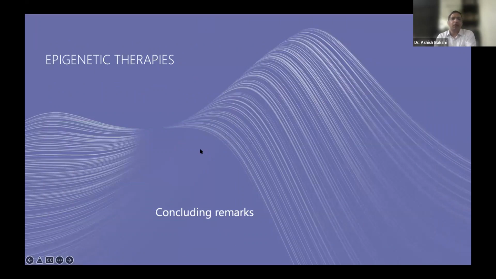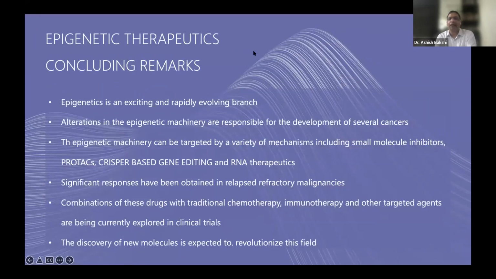So to conclude my talk, epigenetics is a very exciting and rapidly evolving branch. Alterations in the epigenetic machinery are responsible for the development of several cancers. The epigenetic machinery can be targeted by a variety of mechanisms, including small molecule inhibitors, PROTACs, CRISPR-based gene editing, and RNA therapeutics. Significant responses have been obtained in relapsed refractory malignancies, as I presented in my talk. Combinations of these drugs with traditional chemotherapy, immunotherapy, and other targeted agents are currently being exploited, and the discovery of new molecules is expected to revolutionize this field.